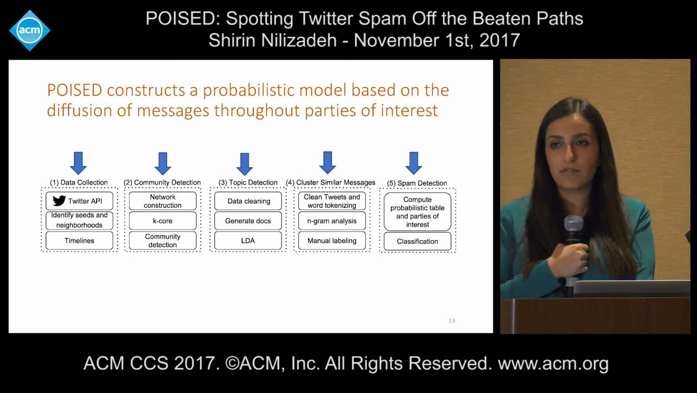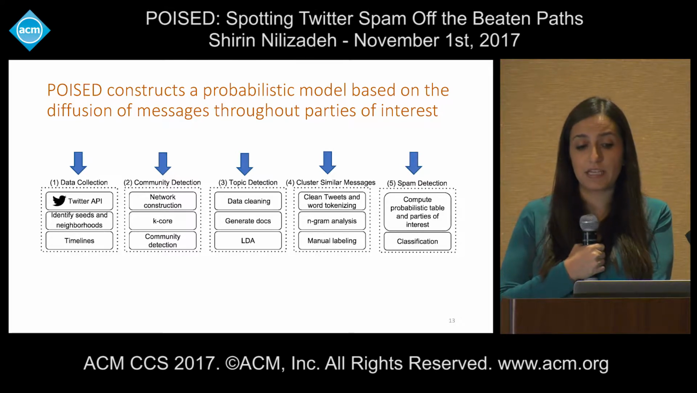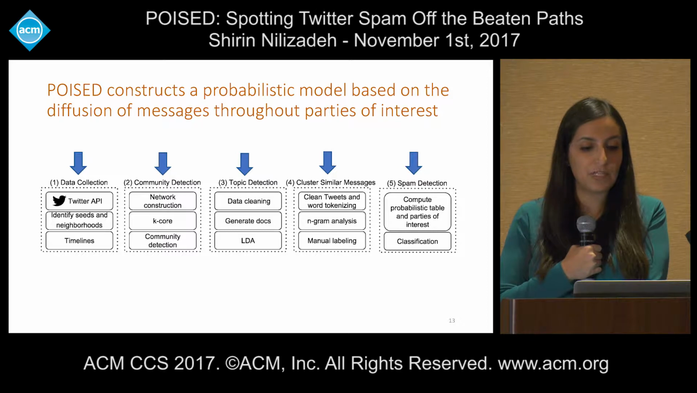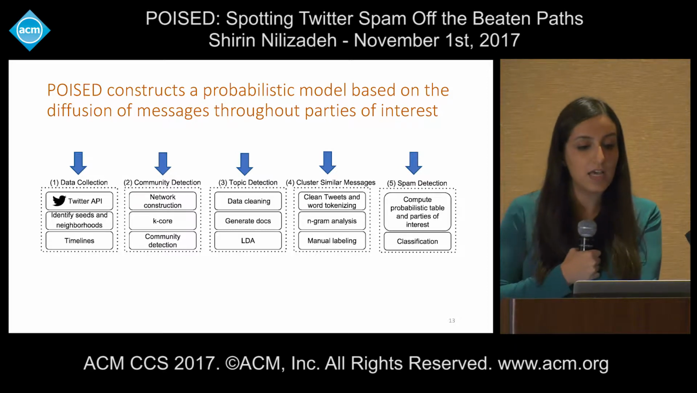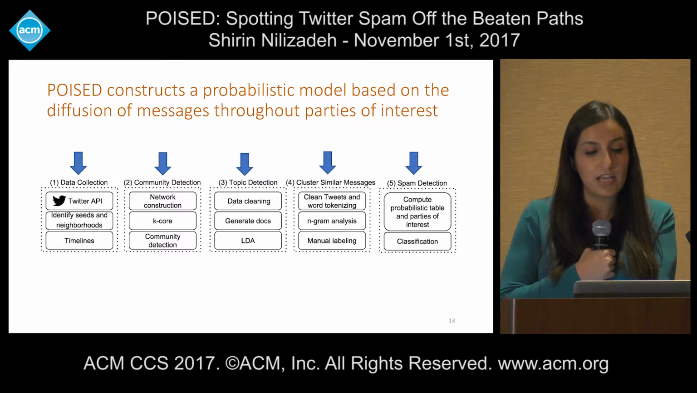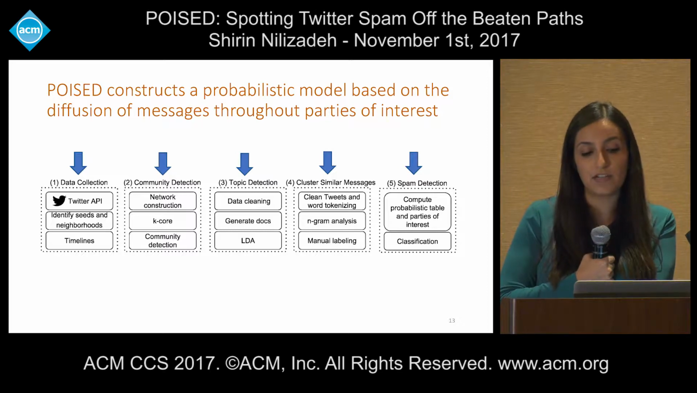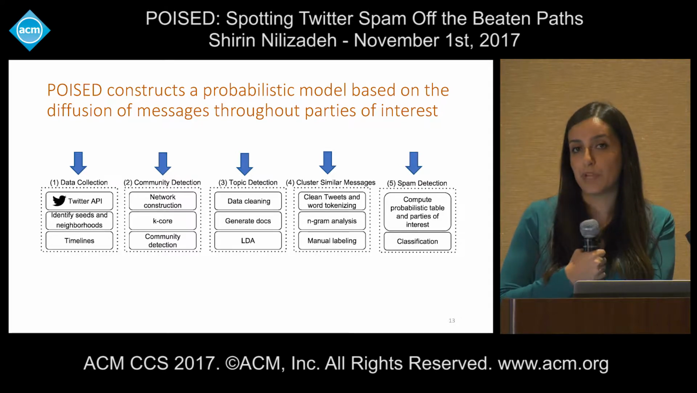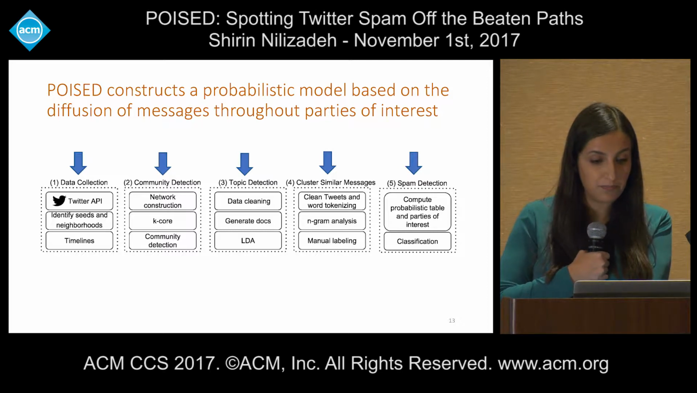Based on this hypothesis, we construct Poised, and Poised builds a probabilistic model based on diffusion of messages throughout parties of interest, and then uses machine learning to detect spam messages. The first step is data collection. The second is trying to detect communities and the topics that are spoken in communities. And then we cluster similar messages, build a probabilistic model based on message propagation, and then train the classifier and try to find spam messages.